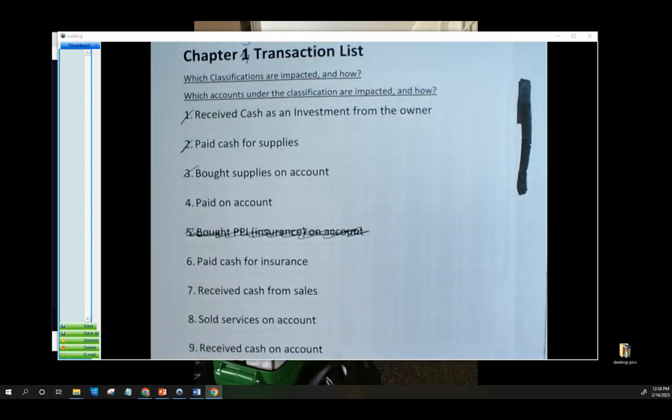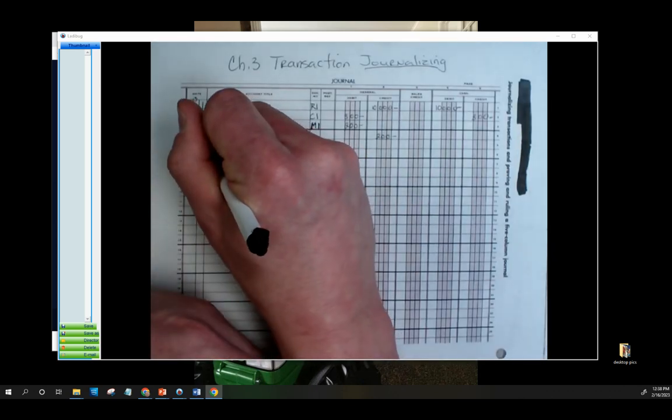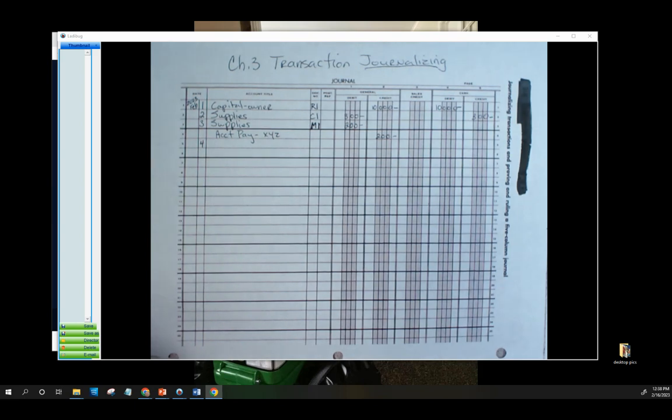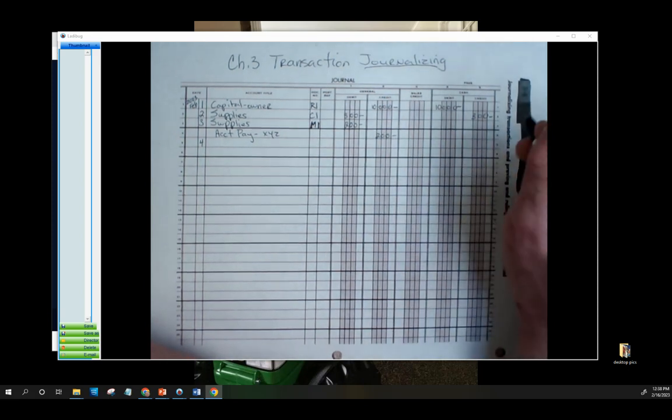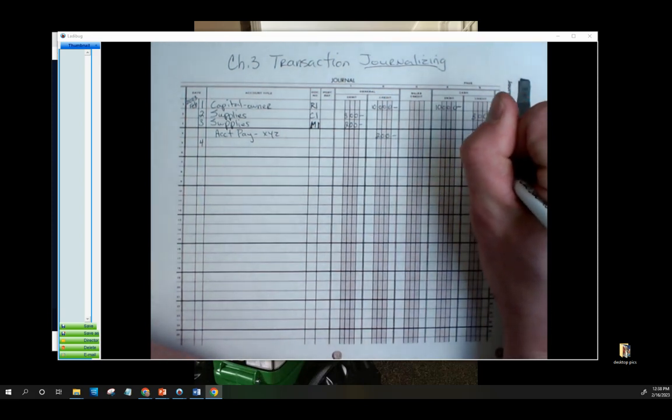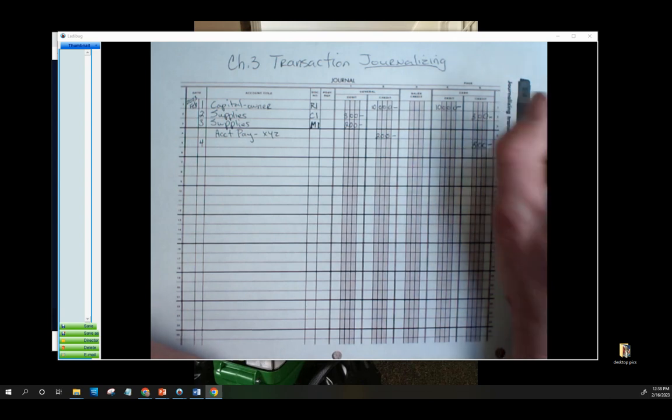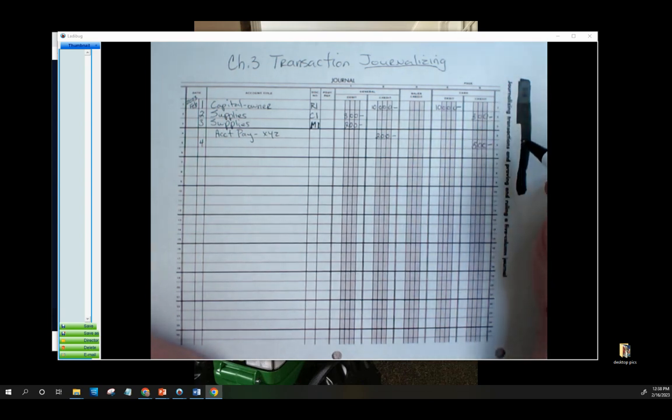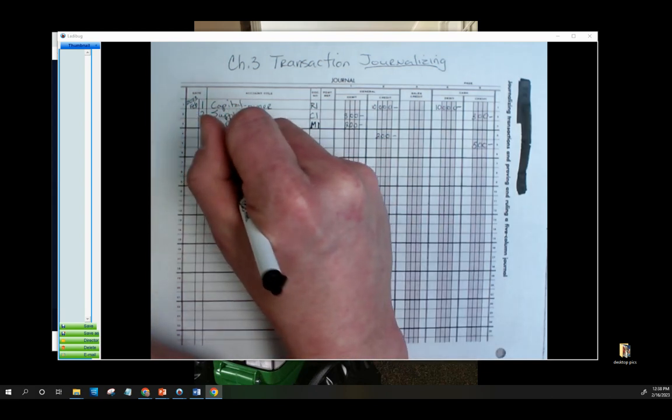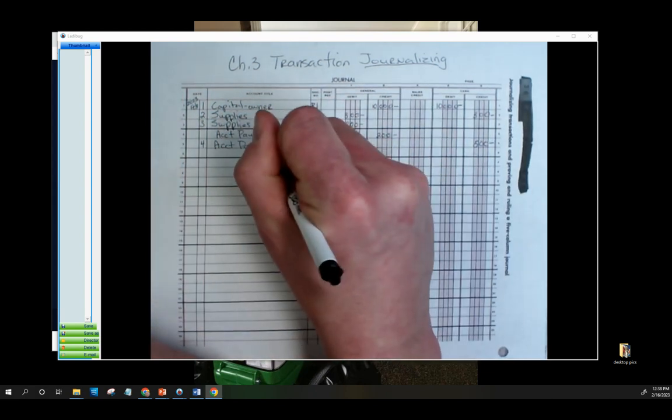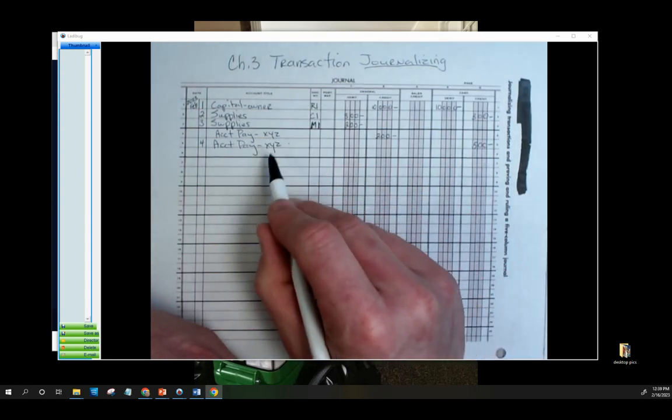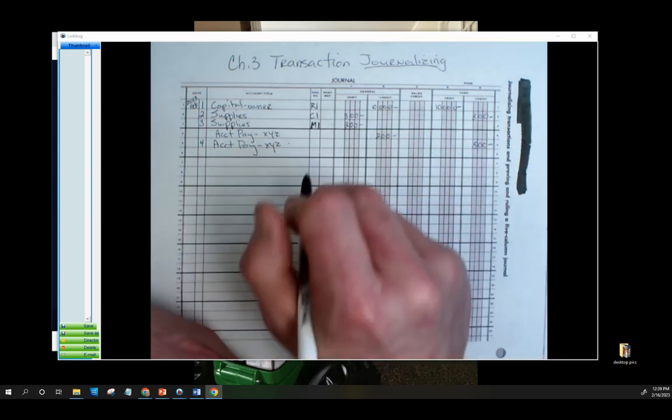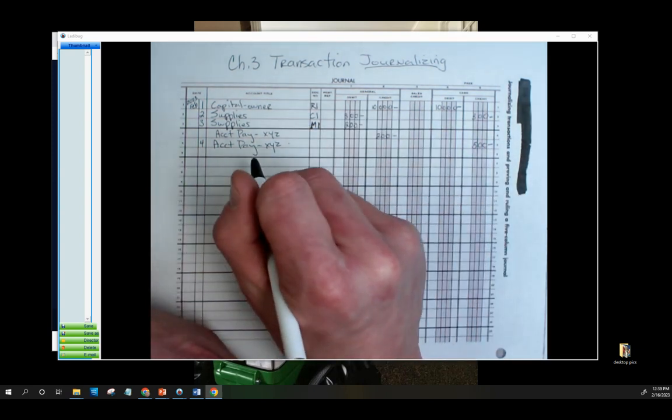So we bought on account. Next one is paid on account. So fast forward one day, we're going to pay on account. Let's just say we pay off all $500 of supplies that we just bought. Cash is credited $500, making assets go down. At the same time, you need to make your accounts payable go down. We only bought 200 from that company, but I said we bought 500.